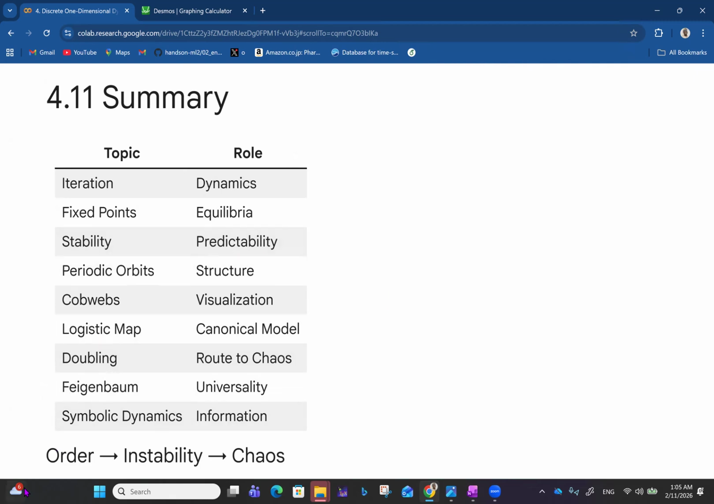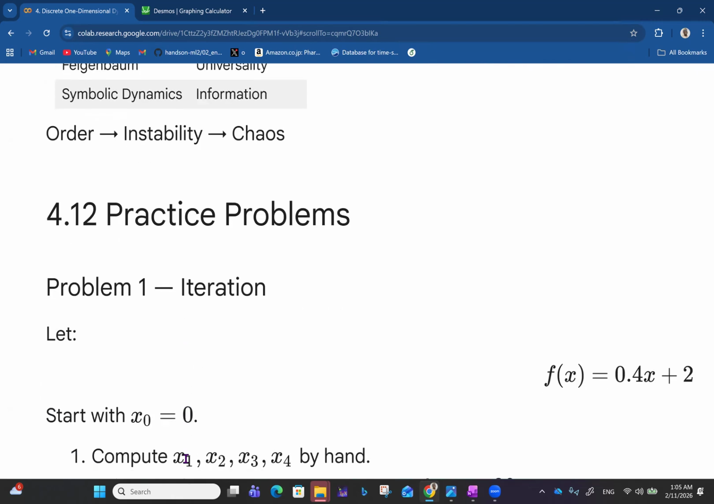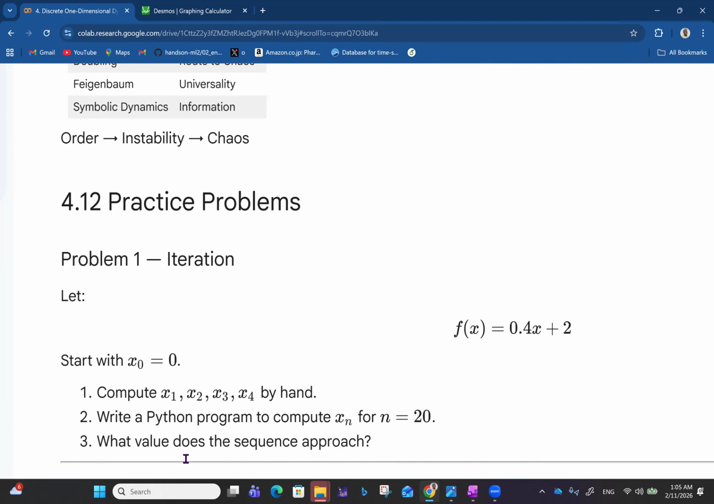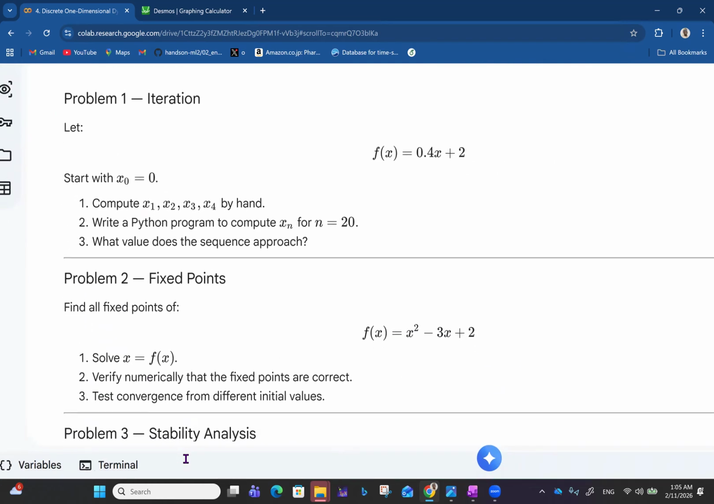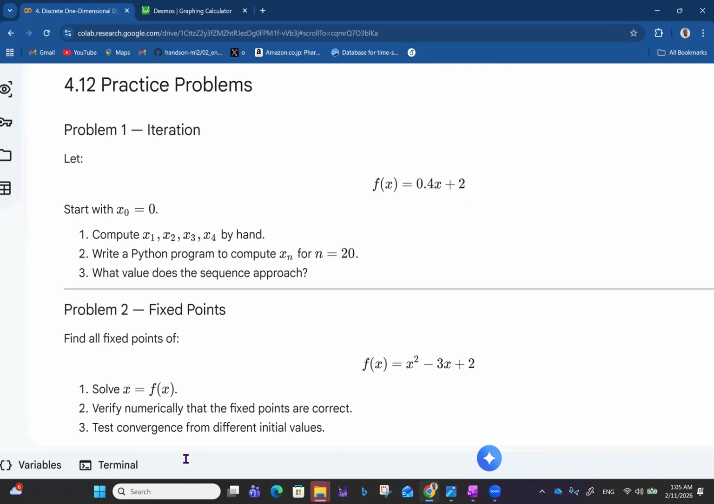So in this case now we see how order can become instability, and how instability can degenerate into chaos. So we have some practice problems. I guess I can show them in twos if possible. Yeah, I think that's possible. All right.